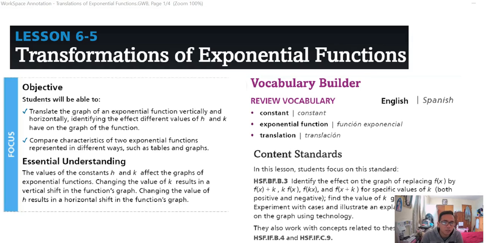So the essential understanding here is that the values of constants h and k affect the graph of exponential functions. Changing the values of k results in vertical shifts in the function's graph, vertical shifts, okay? And changing the values of h results in the horizontal shift in your function's graph.